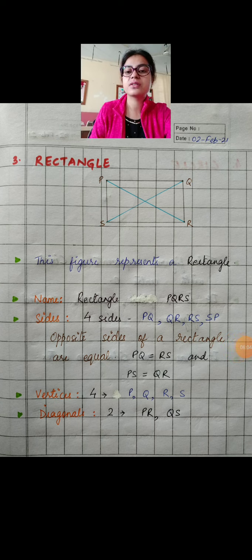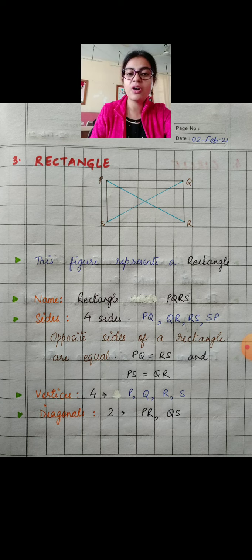Children, the next figure is a rectangle. Here also I have taken 4 dots to draw a rectangle, but the difference is the dots are not placed evenly, because when the dots are placed evenly at same distance, they become a square. But here it is not so. This figure represents a rectangle. So the name of the figure is, you look at the figure, find the corners and name the letters.